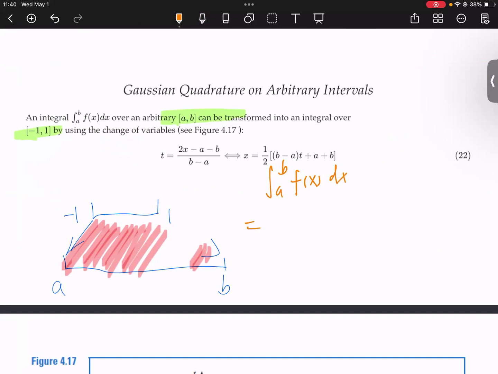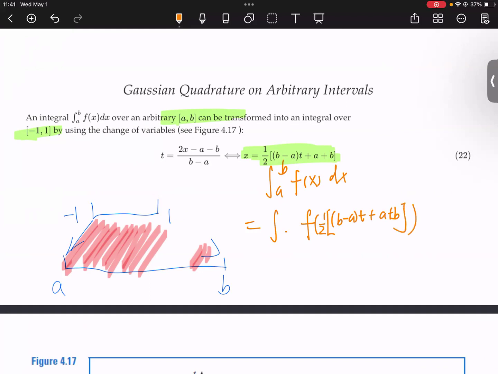So first, let's keep writing the limit part here at this moment. And then here we are just going to substitute the x. We are going to use this right-hand side expression here, x equals the expression as a function of t. And then we are going to replace it with 1/2, and then b minus a, and then t, and then plus a plus b. And then this is the thing inside the parentheses.